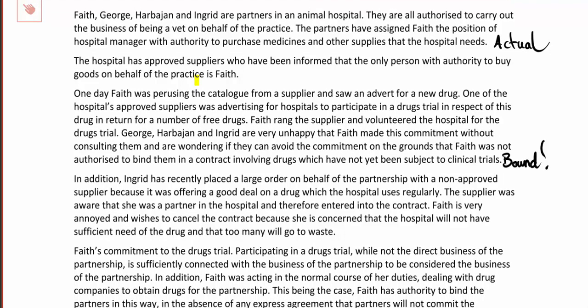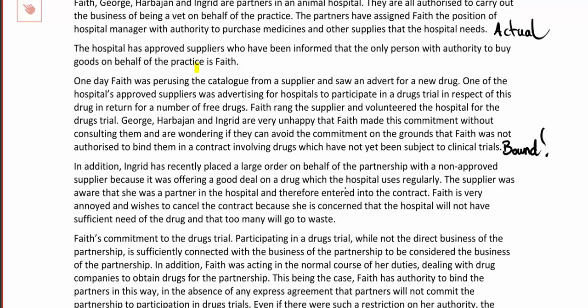In addition, Ingrid has recently placed a large order on behalf of the partnership with a non-approved supplier, because it was offering a good deal on the drug which the hospital uses regularly. The supplier was aware that she was a partner in the hospital and therefore entered into the contract. Faith is very annoyed and wishes to cancel the contract because she's concerned that the hospital will not have sufficient need of the drug and that too much will go to waste. Okay, so let's have a look at this bit. So Ingrid isn't the partner who normally orders drugs, but this wasn't the normal supplier.